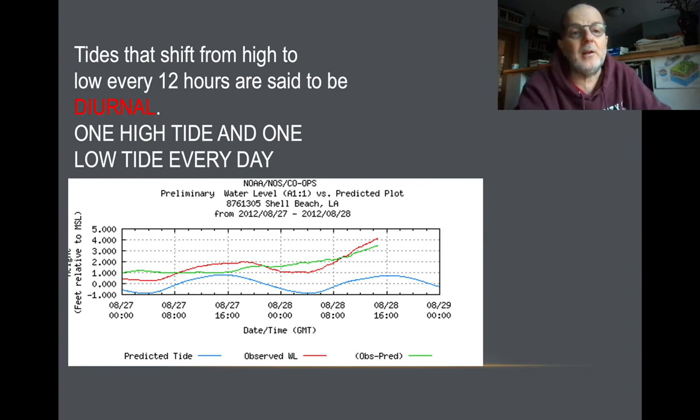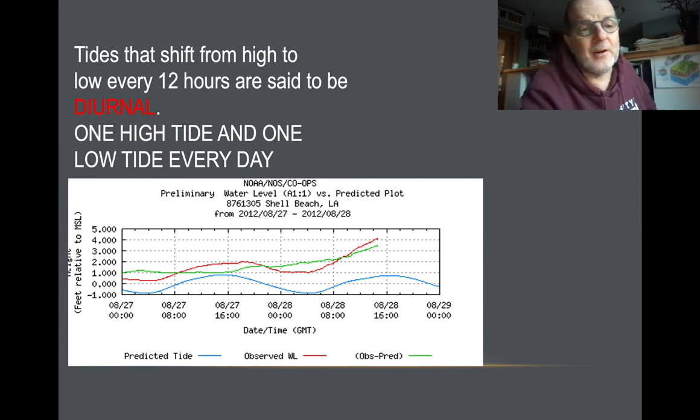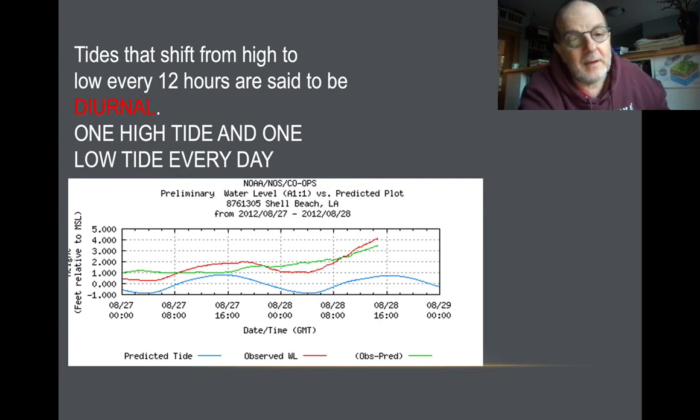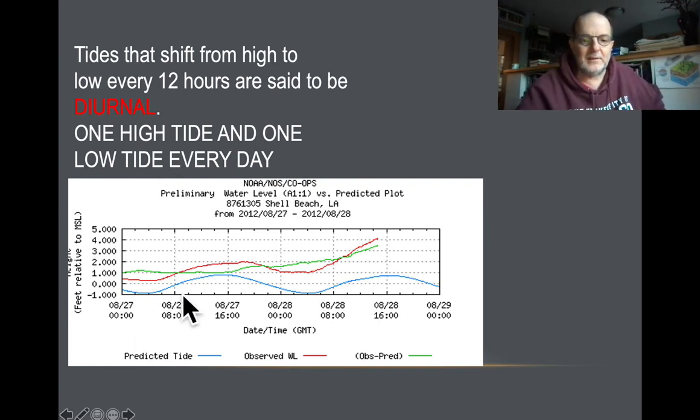Tides that shift from high to low every 12 hours are said to be diurnal. Once every 24 hours a high, once every 24 hours a low. And you can see that's the case in the Gulf of Mexico, here at Shell Beach, Louisiana, with a high on the 27th of August at 16, and then the next day, slightly later, about 50 minutes a day later, a high, from high to high.